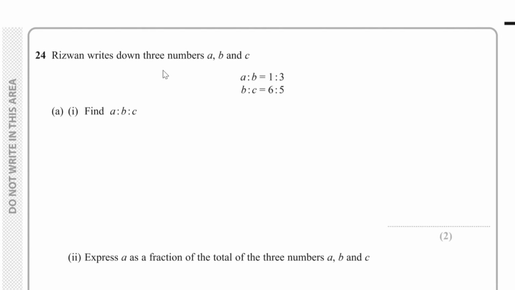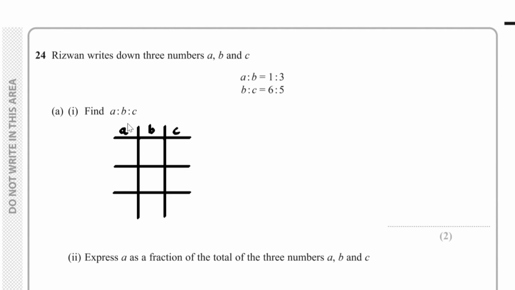Question number 24. Rizwan writes down three numbers, A, B and C. The ratio of A to B is 1 to 3. The ratio of B to C is 6 to 5. We have to find the ratio of A to B to C. So we've got A, B and C. And we know that the ratio A to B is 1 to 3. And the ratio B to C is 6 to 5.